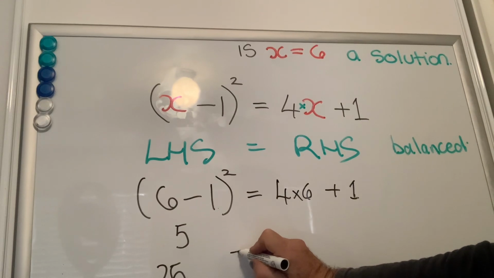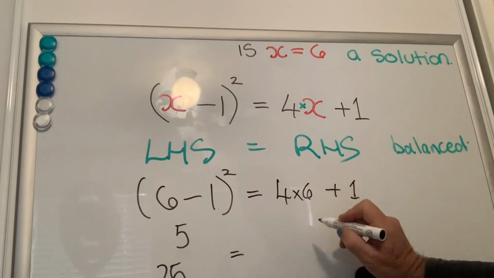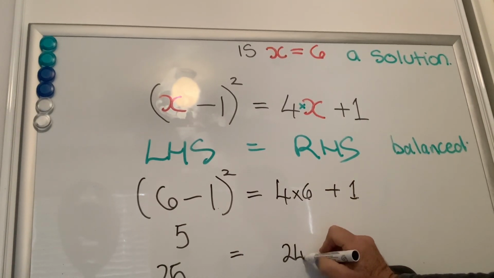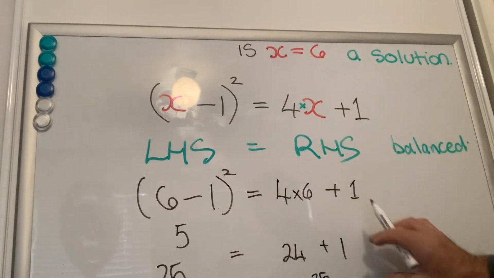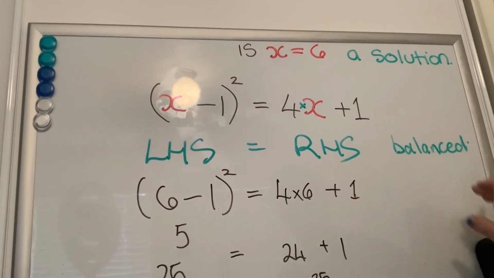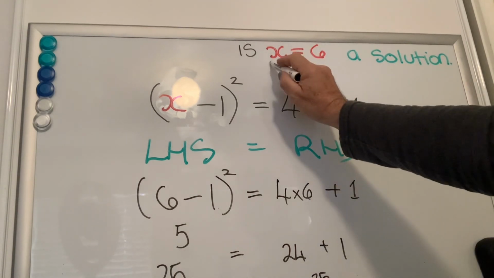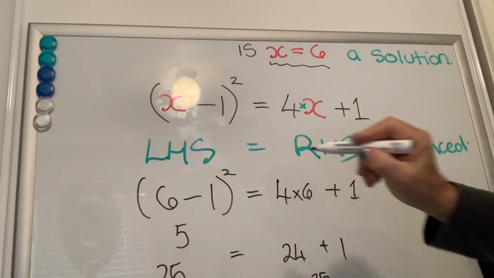25 equals 4 times 6, which is 24, plus 1, which is in fact 25. So we can say that the left-hand side equals the right-hand side. We have a balanced equation here, and in fact when the value of x is substituted for 6 in this equation, the left-hand side does equal the right-hand side. So in this equation, x equal to 6 is in fact the solution.